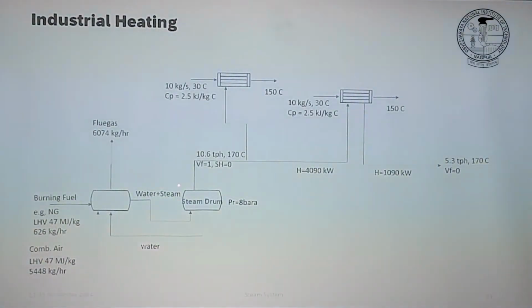Let's assume if we have two such consumers, 3000 kilowatt here, 3000 kilowatt here, suddenly our natural gas consumption increased from 330 to 626, right? We are generating steam not 5.3, but now 10.6. So you have, let's say, two consumers for your thermal energy.